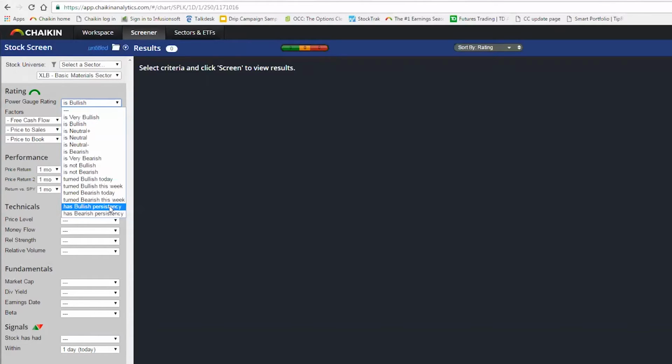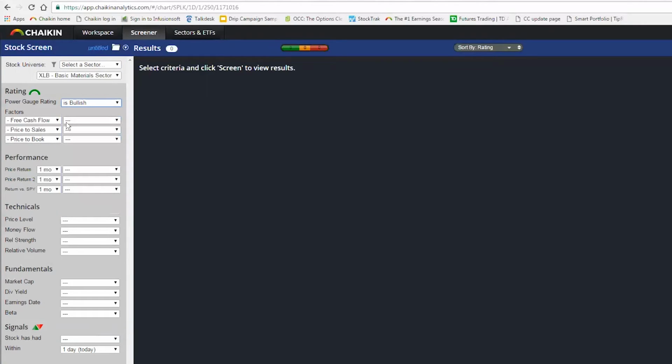Remember, when you screen for a bullishly rated stock, it will include very bullish in the results. Also, when you screen for bearish, it will include very bearish in the results. However, if you screen for very bullish, you will only see very bullish. And if you screen for very bearish, you will only see very bearish.